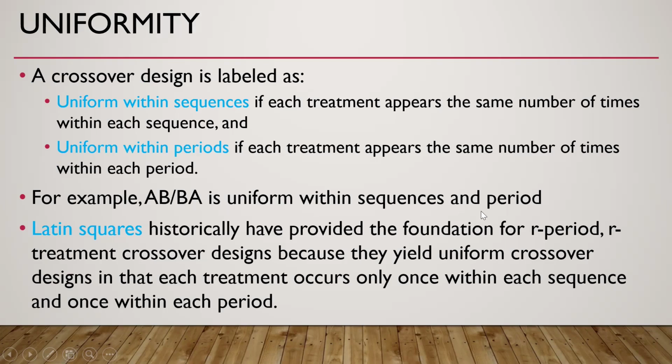It is also uniform within period because in the first period there is treatment A in one sequence and treatment B in another sequence. In the second period there is treatment B in one sequence and treatment A in another sequence. So Latin squares historically have provided the foundation for R period, R treatment crossover designs because they yield uniform crossover designs, in that each treatment occurs only once within each sequence and once within each period.